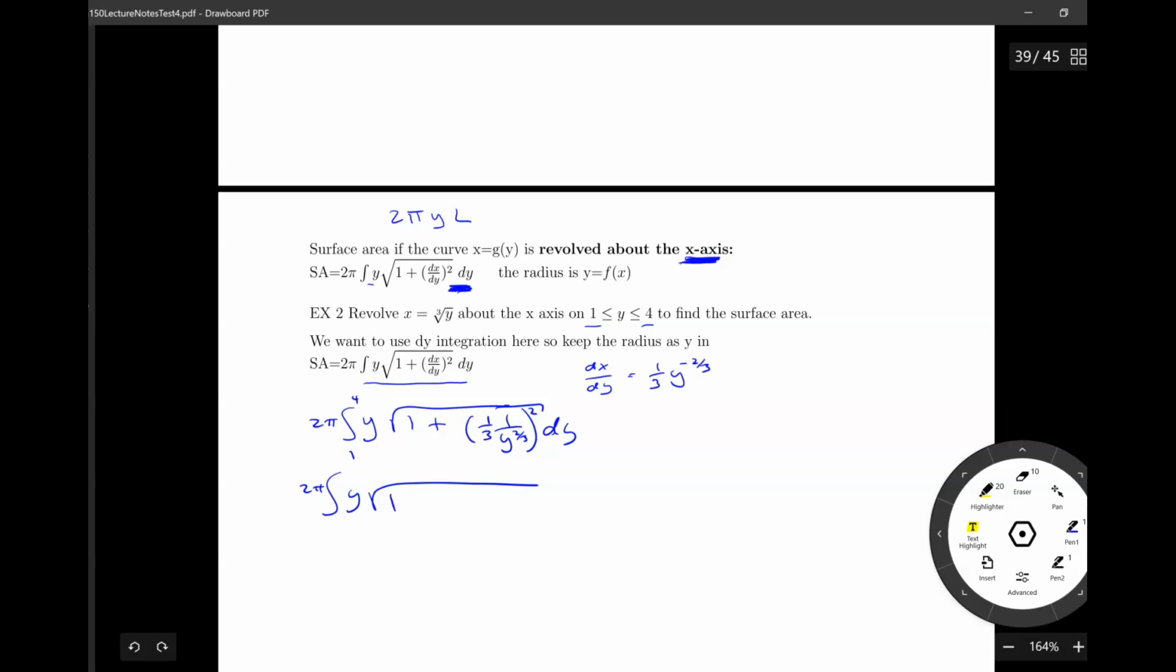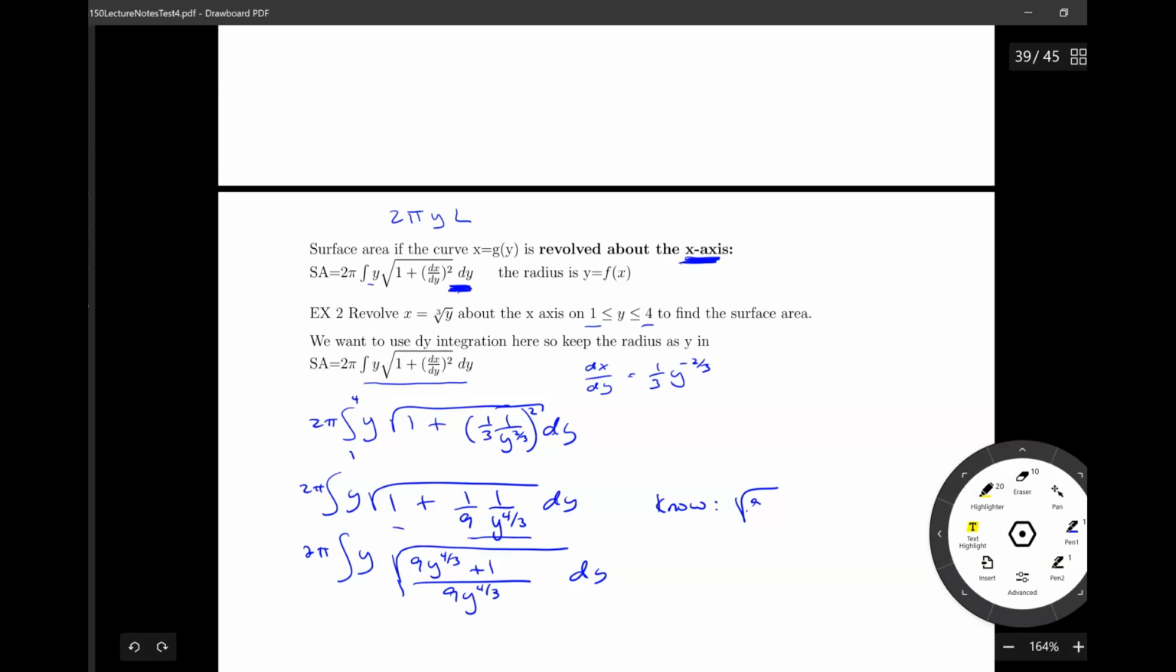All right, so I have 1 plus, and if I'm squaring this, remember you multiply the exponents, right? So I get y to the 4/3 power, multiplying exponents. So here on this one, it's very different than the last one. I'm going to make common denominators between these two terms. So I'll have 9y to the 4/3 plus 1 over 9y to the 4/3. All dy.